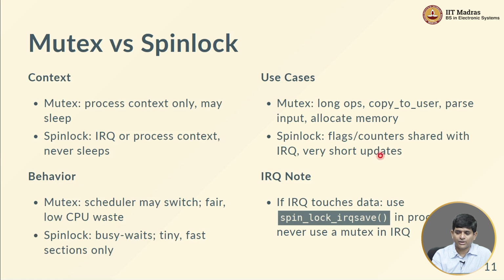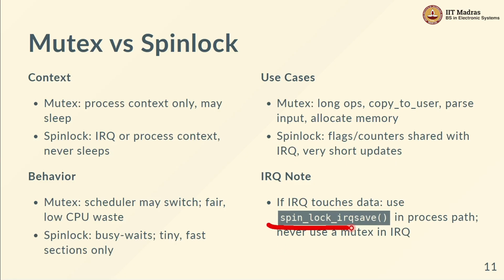Spin locks are used for things that are shared with the IRQ, things like the IRQ count, wait count and so on. Only very short updates should be protected with spin locks. And in general, if you are using a spin lock inside an IRQ, use spin lock IRQ-Safe. The reason for doing that is to make sure that you do not get another IRQ while you are in the middle of handling that critical section that has been locked. Okay.